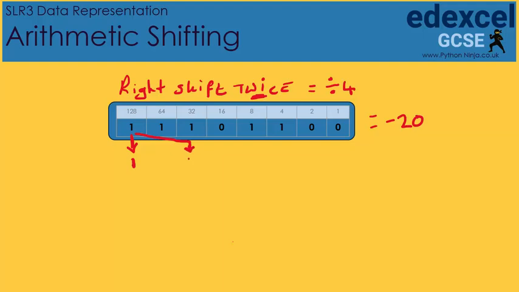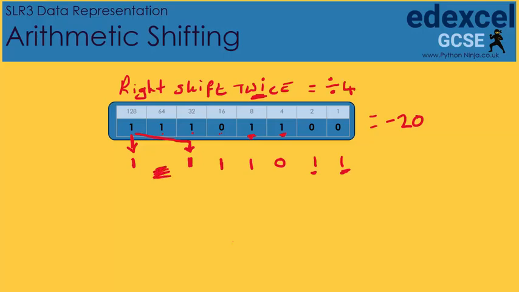Okay, so that one goes here, which means that this one goes 2 spaces, so that goes here. This one goes 2 spaces, so that goes here. This one goes 2 spaces, so that goes here, and so on. So we've got a 1, this one goes here, and this one goes here. Okay, and these two zeros drop off the end.